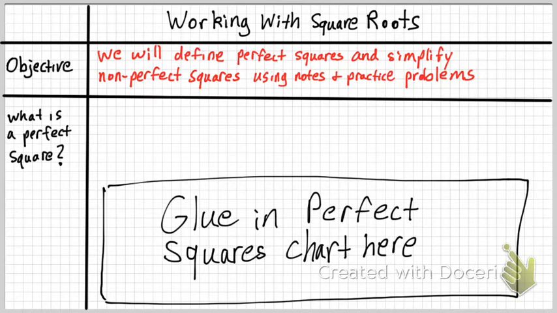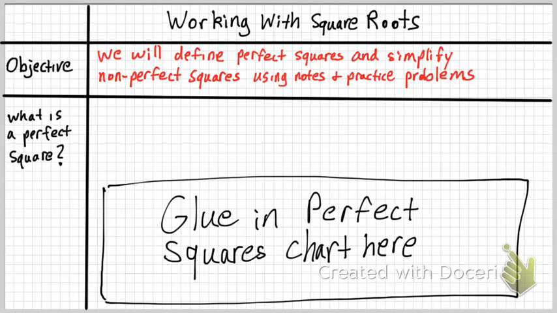So before we get into our unit on special right triangles, first we want to spend some time reviewing how to work with square roots, how to work with rational and irrational numbers, the radical symbol, and all of our rules that will go along there. So our objective today is that we will define perfect squares and simplify non-perfect squares using notes and practice problems.